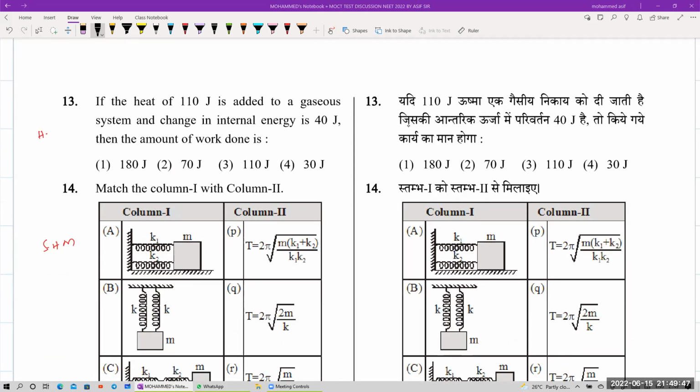If the heat of 110 joule is added to a gaseous system and the change in internal energy is 40 joules, then the amount of the work done will be equal to how much? First law of thermodynamics, beta. First law of thermodynamics says that dQ is equals to dU plus dW. Again, if the heat of 110 joule is added to a gaseous system, the change in internal energy is 40 joule. Amount of work done, yani he is asking the value of W.